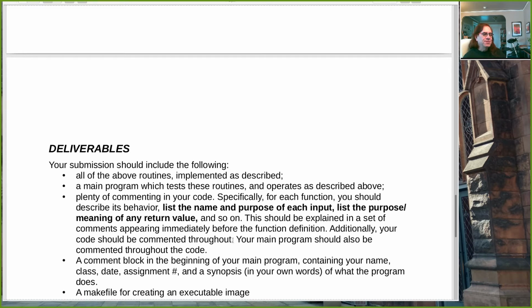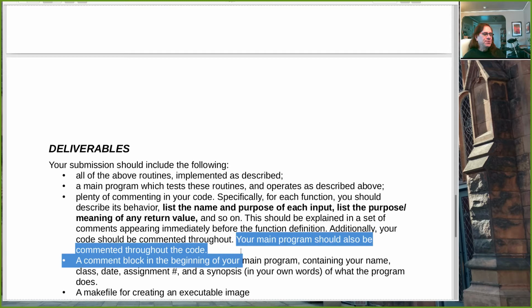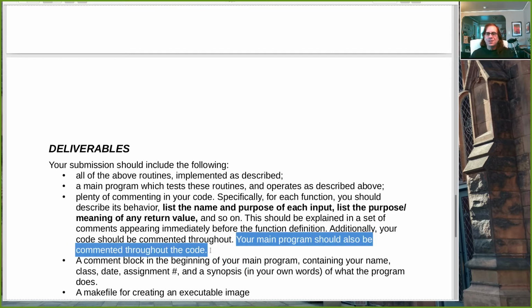Additionally, your code should be commented throughout. Your main program should also be commented throughout the code. Now, your main program is not called with any arguments, but if it was, you would want to do that for your main program too, saying how the program is run. For example, you can put three command line arguments: the number of sticks, the highest number we can guess, etc. Our main program doesn't take arguments, so you don't need to say what the inputs or outputs are. But you do need to comment your main program, the lines of that, the parsing and all of that stuff.